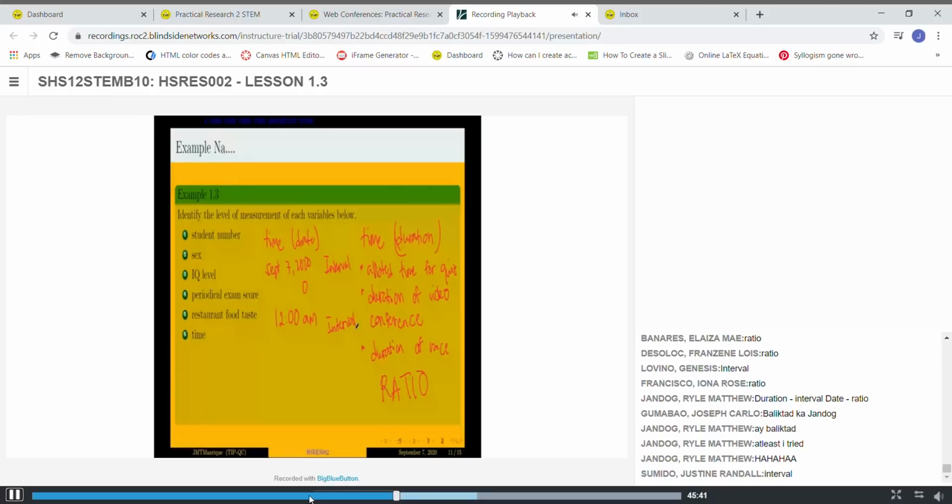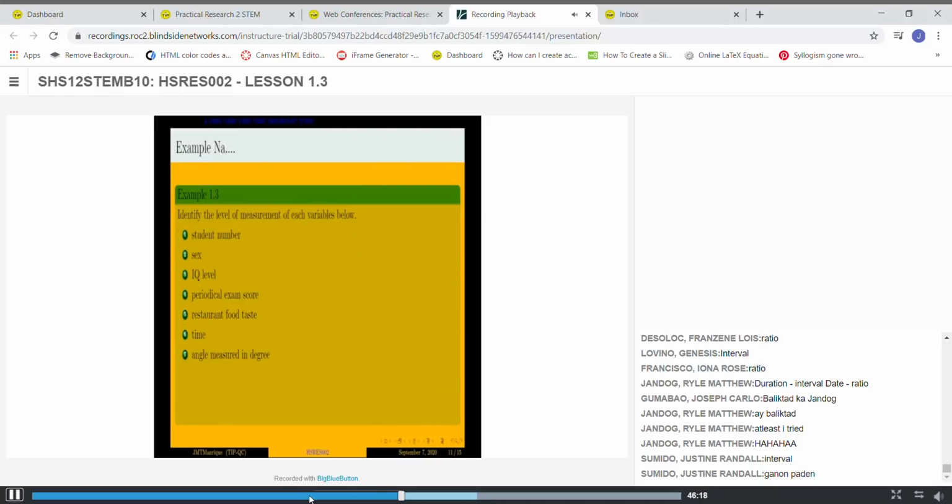Paano pag 24-hour format? Pag 24-hour format, yung 12 a.m. magiging 0, 0, 0, 0 or 0 o'clock. Pero hindi ibig sabihin nito wala ng time. Ang ibig sabihin lang nito is start ng panibagong araw. So this is interval. Okay? So to summarize, kapag date yung tinutukoy ng time nyo, that is interval. Pero kapag duration yung tinutukoy ng time, that is ratio.